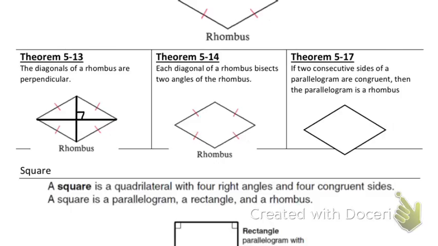All right, Theorem 5.14. Each diagonal of a rhombus bisects 2 angles of the rhombus. This one's important. So that means if I draw the 2 diagonals, let me do this in red, all 4 of these angles would be the exact same, and then the other 4 would all be the exact same as well. It is pretty cool. It's a good one to know.